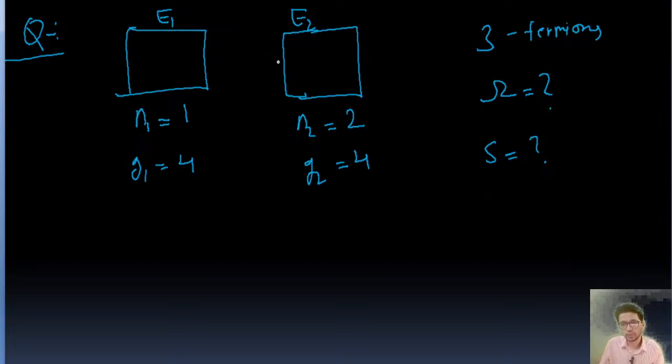So there are 2 energy levels. For the first, only one particle can stay, so N1 is 1, and N2 is 2 particles. The degeneracy for this energy level is 4, and degeneracy for this energy level is 4. Okay, so very simple. Because it's a fermion, right? For Fermi-Dirac statistics, there is a formula for the omega value.